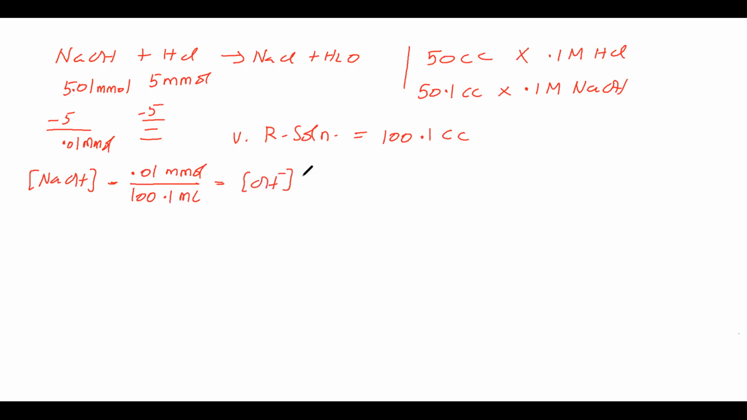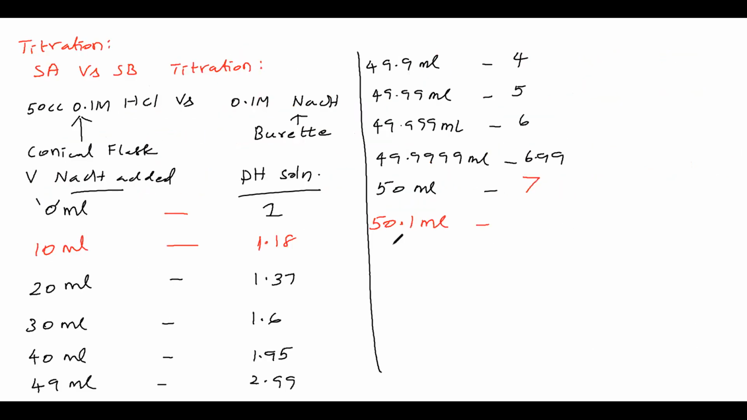If you know the OH minus concentration, we can find the pOH, because pOH is equal to minus log of OH minus. So substitute this OH minus concentration and we will get the pOH. If you know the pOH, then we can find the pH, because pH plus pOH is equal to 14 at 25 degrees Celsius. Therefore, substitute the pOH and you will get the pH. So we have got the pH of this solution.